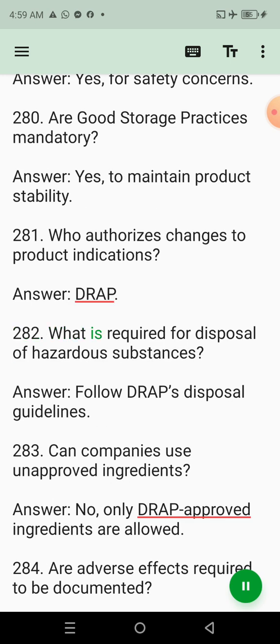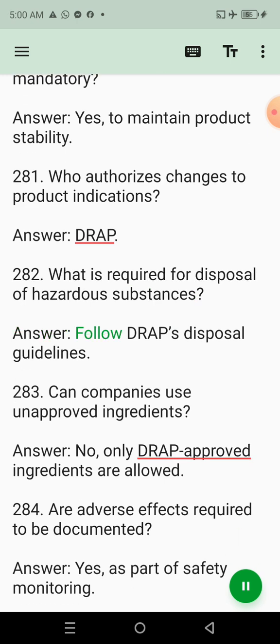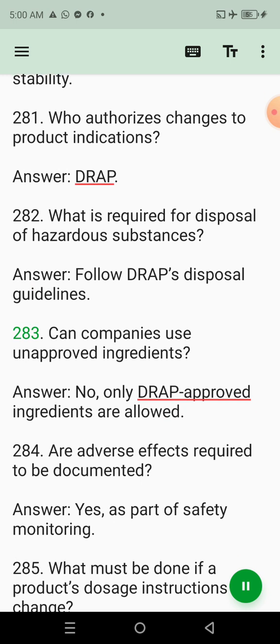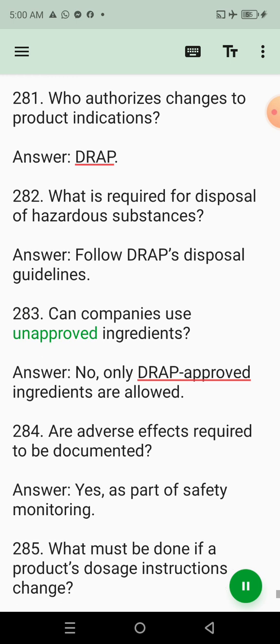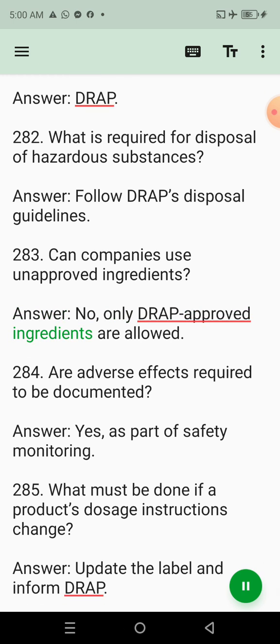282. What is required for disposal of hazardous substances? Answer: Follow DRAP's disposal guidelines. 283. Can companies use unapproved ingredients? Answer: No, only DRAP-approved ingredients are allowed.